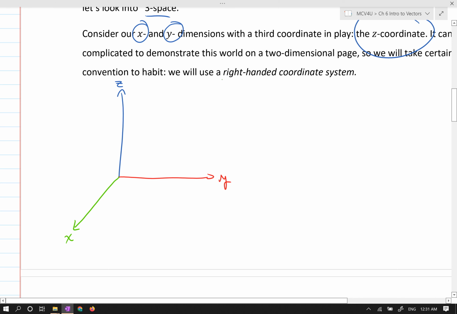Now, this is what we call a right-handed coordinate system, where if we pretend we're looking down from the z-axis, then 90 degrees clockwise from y, we would find our x-axis. This is what we call a right-handed coordinate system. This is going to be the convention that we use in this course. It's going to be the convention that you use in your future courses.